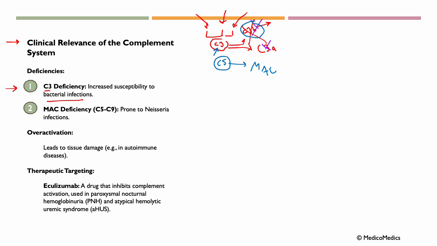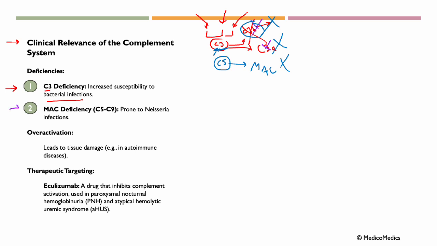So in short, we have no tagging, we have no recruitment, we have no lysis. And that's why patients with C3 deficiency face recurrent severe infections, often with encapsulated or pyogenic bacteria. All right, so that's C3 deficiency.